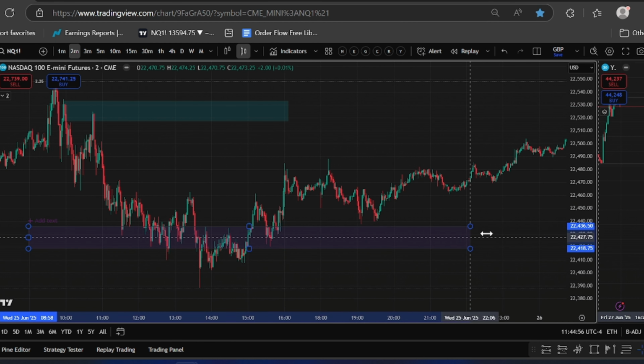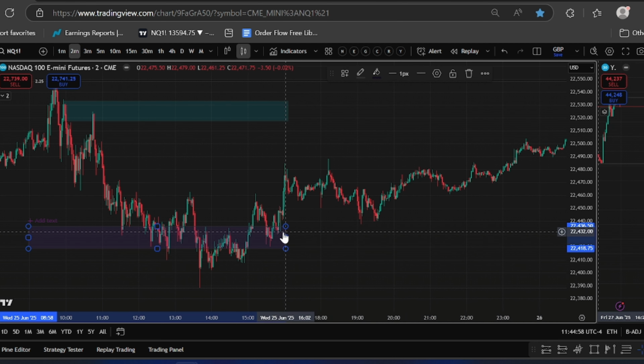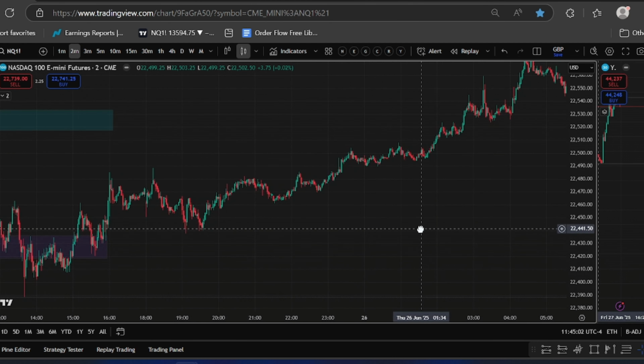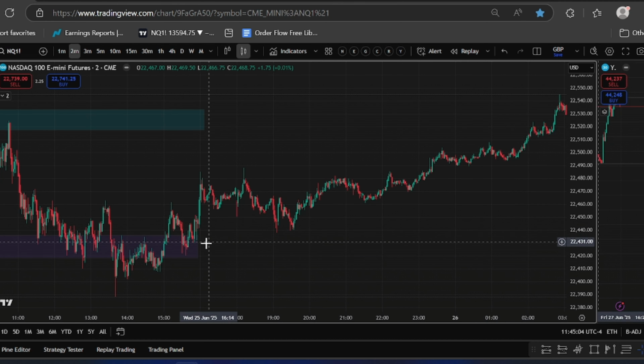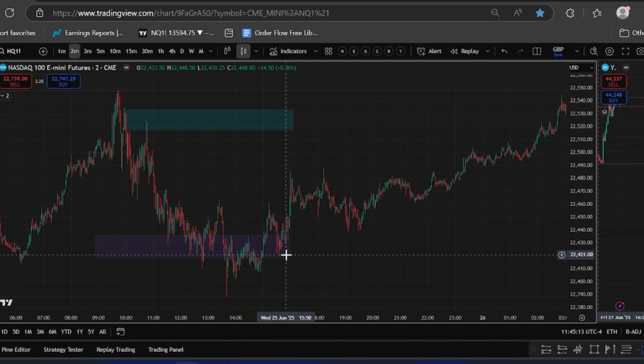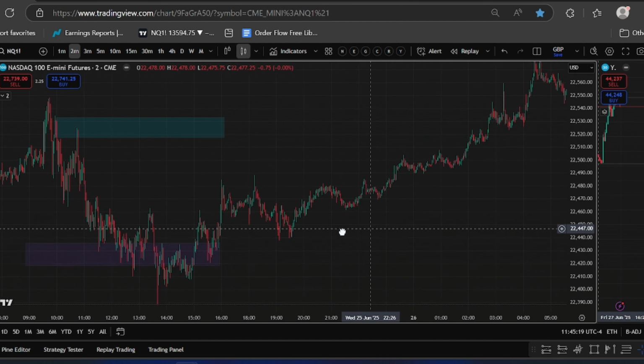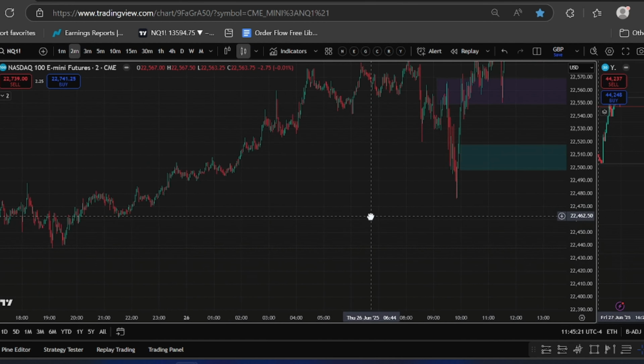If you want to extend it for the next overnight session, you can do that. Sometimes it plays out well. And if it's not tested at all during the day, you can always keep it for the next day. It's relevant for one more day if it's not tested. Here it was tested, so you can just discard it after the trading session if you're not trading the aftermarket session.